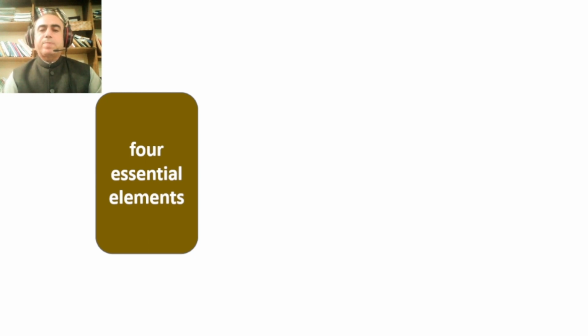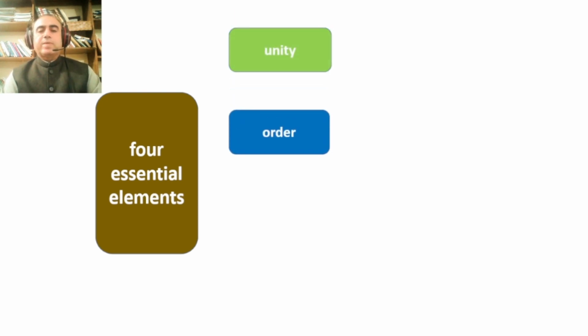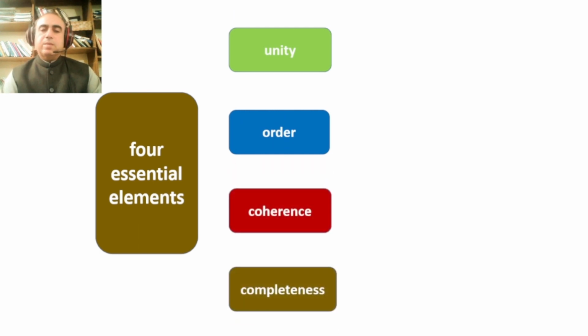Another thing that is very particular to any expository paragraph or essay, or you may call it a problem paragraph, or cause and effect paragraph, or a process paragraph. All these are forms of expository paragraph. There would also be comparison and contrast paragraphs, which are also part of expository paragraphs. So there are four essential elements to that. One is unity, the other is order, the next is coherence, and the last is completeness.